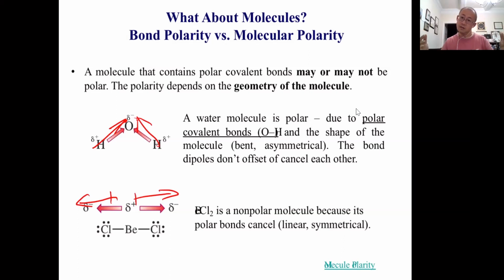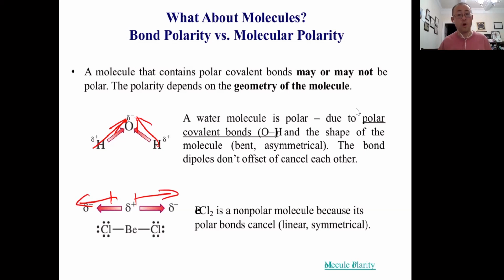The geometry is linear, so it's a symmetrical molecule. Because of that, these two dipoles, one to the left and one to the right, offset and cancel each other. So the molecule itself has no dipole at all, and because of that, beryllium chloride is a non-polar molecule. You can see that both molecules contain polar bonds, but water is polar and beryllium chloride is non-polar. The reason lies in what?